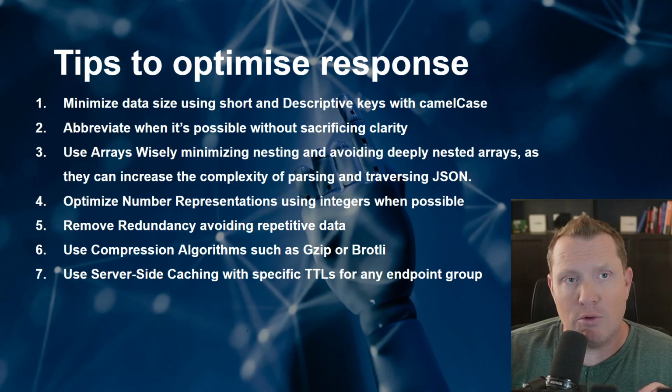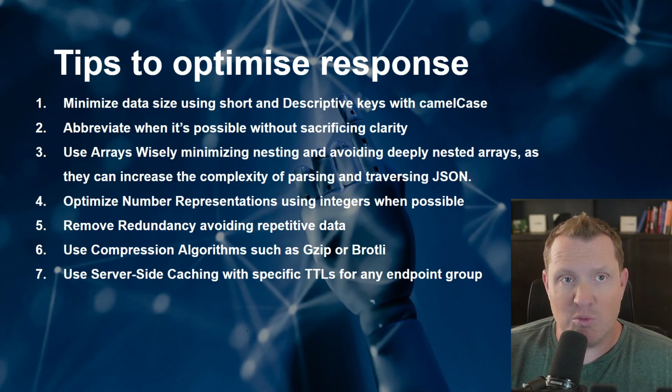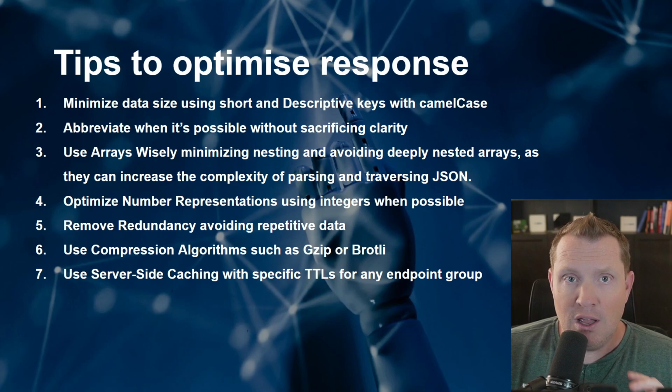Let's run through what we're going to go over. We're going to optimize number representations using integers when possible instead of strings. Strings are just more expensive than integers. We're going to remove redundancies, avoiding repetitive data. We're going to use compression algorithms such as gzip or Brotli. We're going to use server-side caching with specific TTLs for any endpoint group. So those are the things we're going to go over in code. And as always, let's go ahead and dive into the code now.